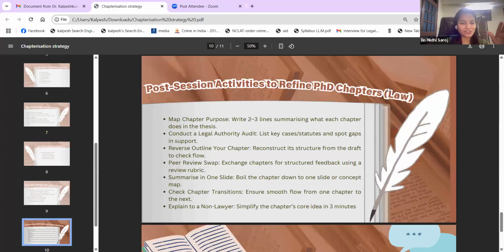Then reverse outline your chapter. Sometimes to check the flow, I used to read it in the backward direction. This is very important. In fact, even now when I read my whole thesis, I read it backward to understand whether there is flow or not, and it actually helps. Peer review is obviously very important. Then summarize in one slide. Ultimately we write this 300, 400 page thesis, but when your defense takes place, you only get some 1 hour, 1 hour 30 minutes. You have to explain everything in a very brief time.